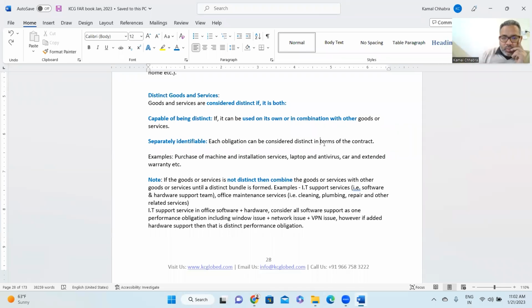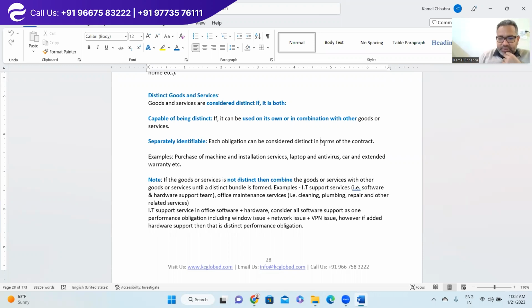So now if you look at the note, if the goods and service is not distinct, then combine the goods and service with other goods and service until a distinct bundle is formed. For example, like IT support services, which we are discussing, office maintenance services. In IT support service, whether you are providing hardware support, software support, performance support, network issue, VPN issue. However, if hardware support is added separately, then that is a distinct performance obligation once again. So this all comes under the same umbrella.